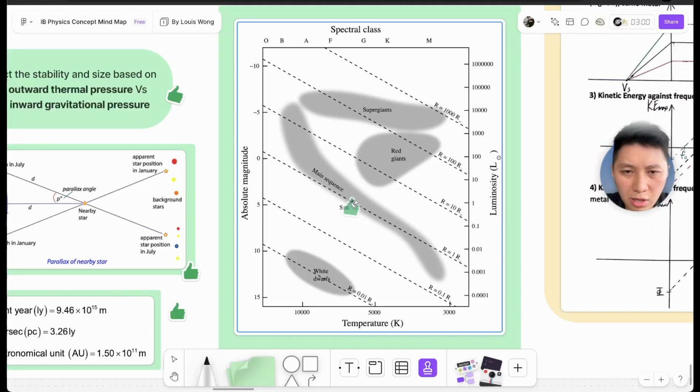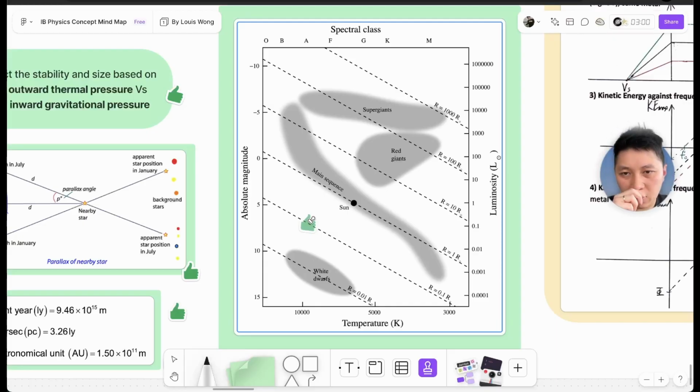So the sun is sort of here in the middle, okay, with about 6,000 K temperature, and of course its radius is 1 solar radius because it is the definition itself. And so the luminosity is also at 1 solar, as again this is a definition. So along this you can see it's the main sequence stars, okay, and then here we have the supergiant and red giant at the top, and then we also have the white dwarf here, okay.